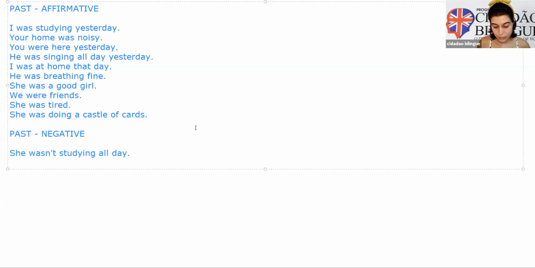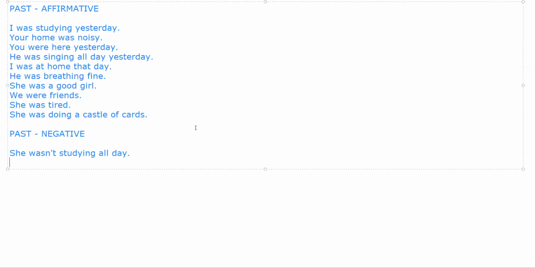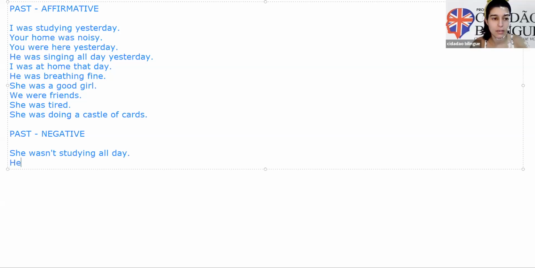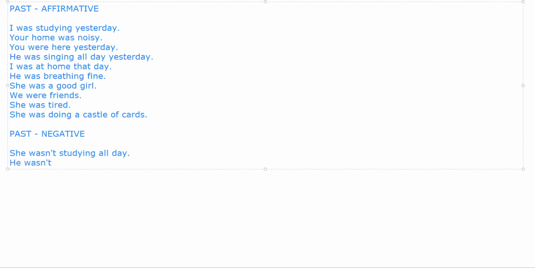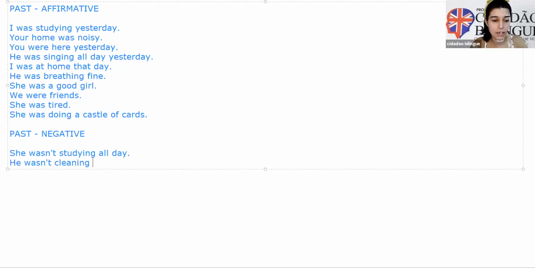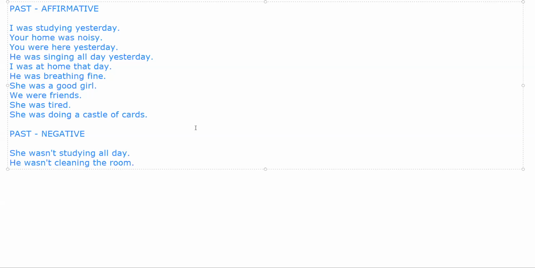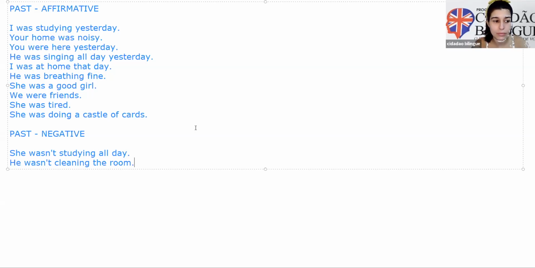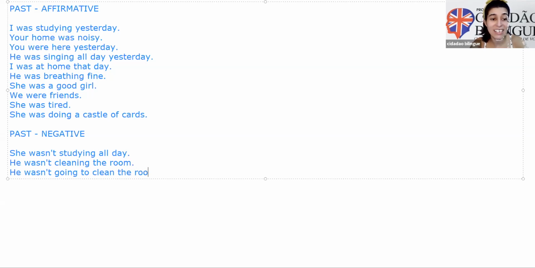What else? He wasn't cleaning the room, eu acho. Ele não limpou o quarto. Cleaning the room. Ele não estava limpando o quarto. É. Okay, he wasn't cleaning the room. Or he wasn't going to clean the room. Ele não ia limpar o quarto.